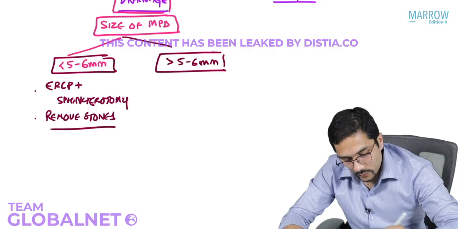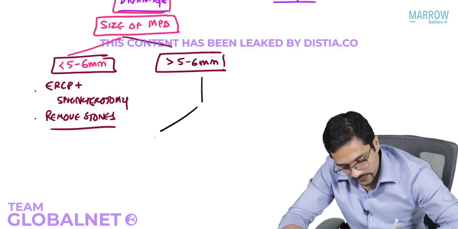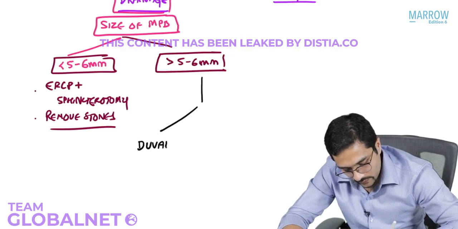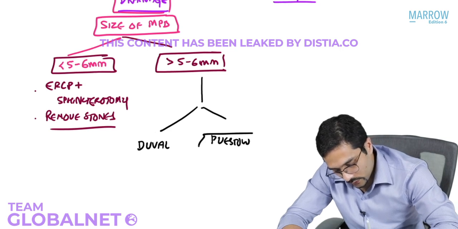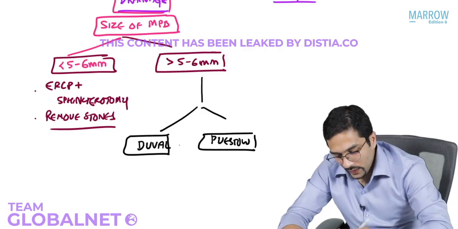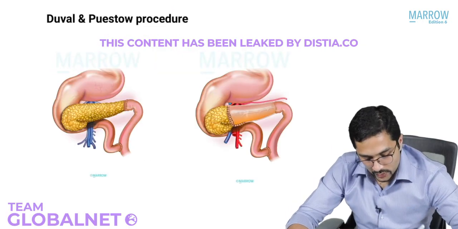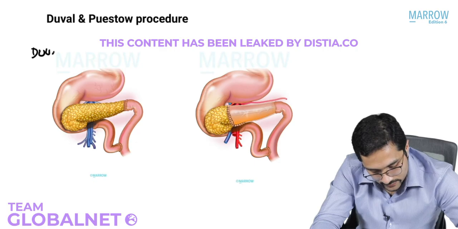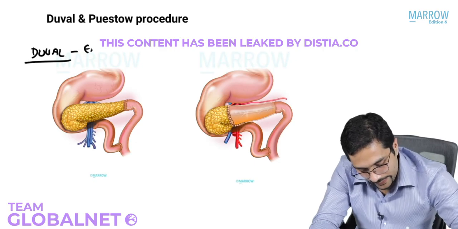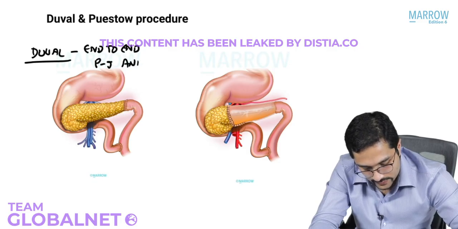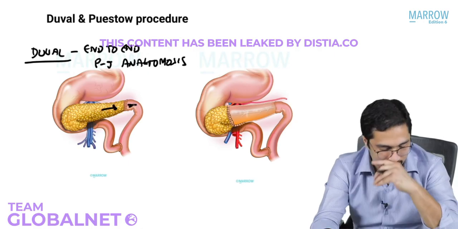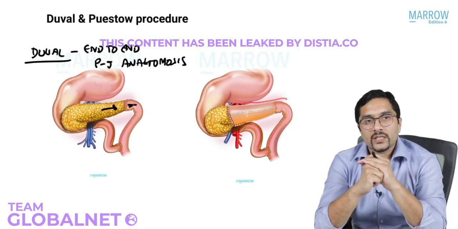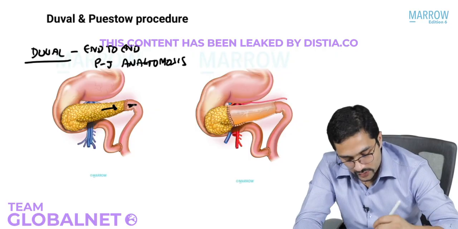And here there are two surgeries which can be done. We can either do the Puestow method or we can do the Duval method. And in the Duval method, what is done? An end-to-end pancreatico-jejunal anastomosis is done. So the end of the pancreas is anastomosed with the end of the jejunum. End-to-end pancreatico-jejunal anastomosis is Duval's procedure.